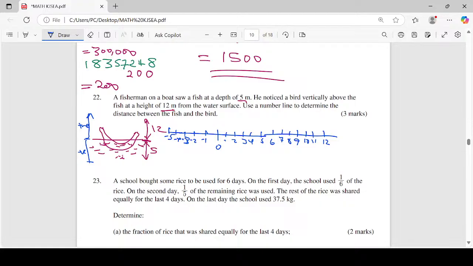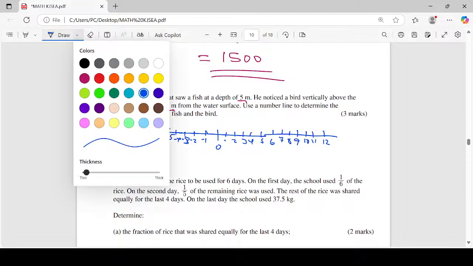Then the question is, use the number line to determine the distance between the fish and the bird. To get the distance between the 2 points, you would simply do subtraction, but since they are talking about the number line, I'm going to count my steps from +12 to -5. So let me count my steps. I want to use a different ink.